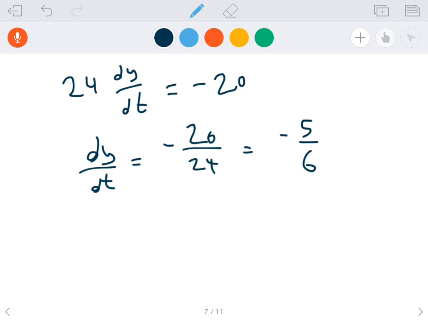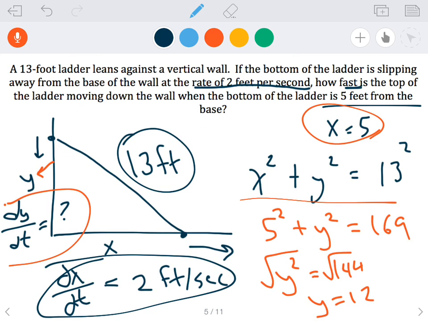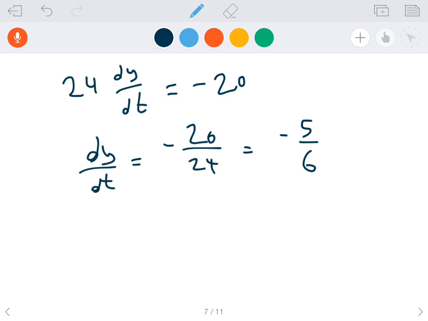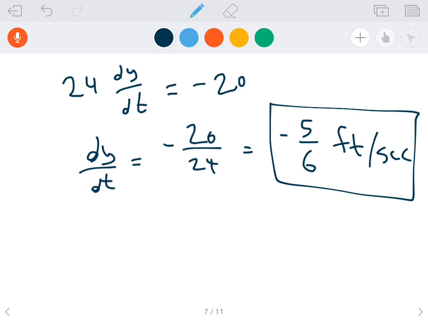Am I done? You should be screaming no, because what am I missing? I'm missing my units. It gave me the rate for dx as feet per second. dy is going to be the same thing. 5 over 6 feet per second. Wasn't that fun? I really do love these.